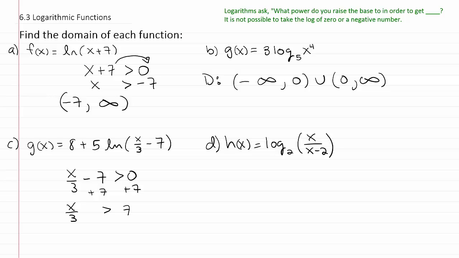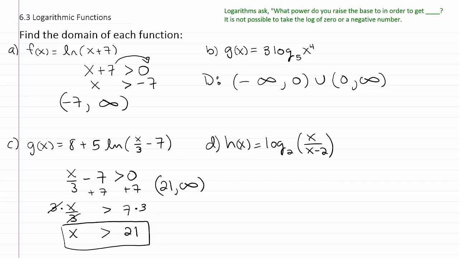And then from there, we multiply both sides by 3. So multiply each piece by 3 here. The 3's cancel out. You end up having the statement that x is greater than 21. So our answer is that our x values must be greater than 21. So that means we'll go from 21 to positive infinity, round parenthesis on both of those because we do not want to include 21. All right, let's look at example D then.